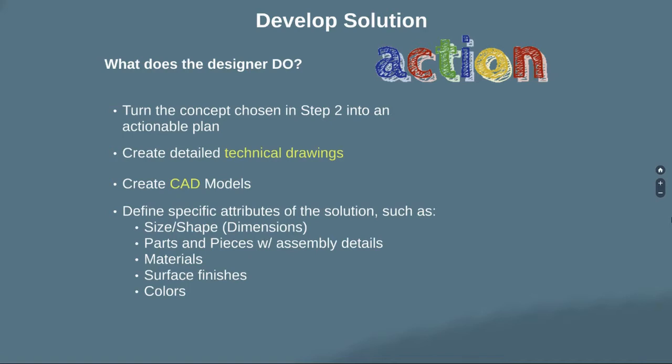What parts and pieces make up the design? How will they fit together? And how will they stay together? What materials will it be made of? What kind of coatings or surface finishes will it have? This is all information that is usually missing from the thumbnail sketches made during brainstorming. But it all has to be figured out during Step 3 before the design can be built.